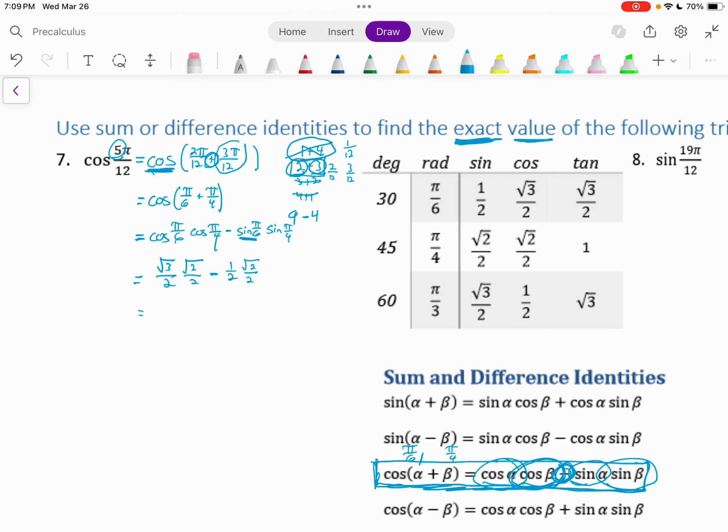And so this is root 6 over 4, because 2 times 2 is 4, minus root 2 over 4. We have common denominators there, so we can go ahead and combine those. However, root 6 minus root 2, you cannot combine because they're not like radicals. And so there is the exact value of cosine of pi over 12. Now, what you can do is put this in your calculator, and if they are the same thing, then you definitely know your answer is right.